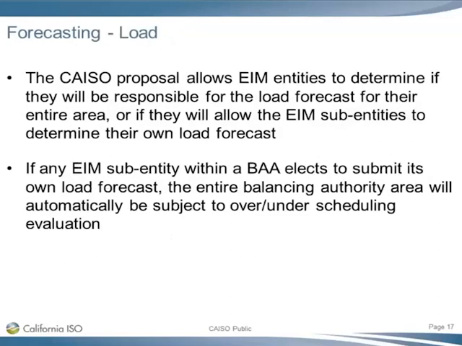For forecasting of load, the CAISO proposal allows EIM entities to determine if they will be responsible for the load forecast for their entire area, or if they will allow the EIM subentities to determine their own load forecast. If any EIM subentity within a balancing authority area elects to submit its own load forecast, the entire balancing authority area will automatically be subject to the over and under scheduling evaluation. This ties back to that example we had on slide 6. In that example, that 1% threshold had to be exceeded before the over-under scheduling evaluation was performed. Should a subentity elect to submit its own forecast, then that evaluation would be performed on the entire BAA regardless, so we thought it would be appropriate to allow the EIM entity to retain the authority to decide if a subentity could submit their own forecast.